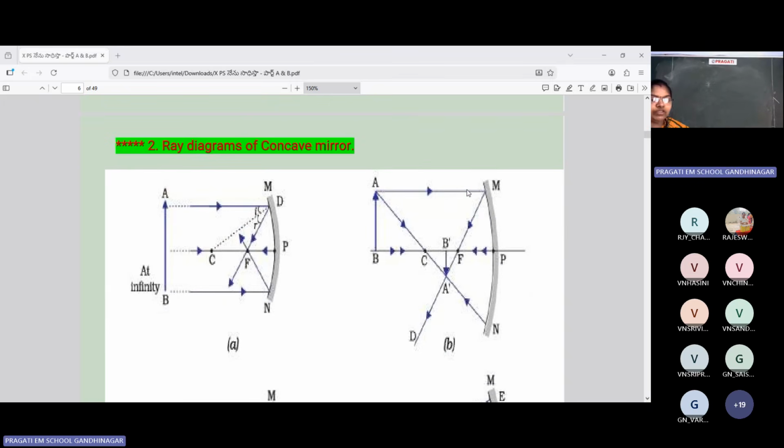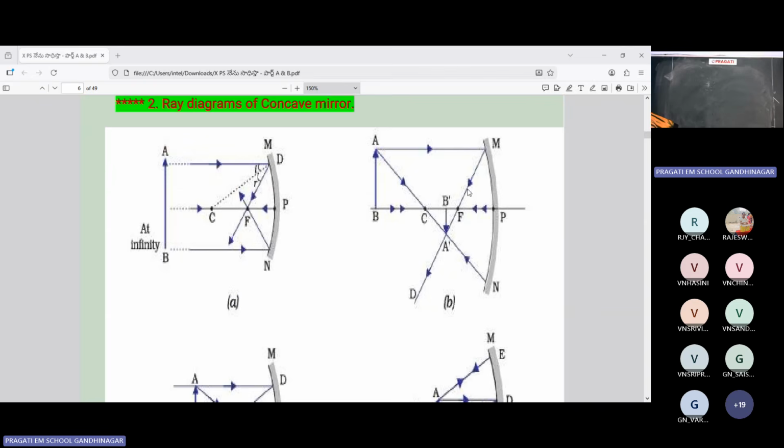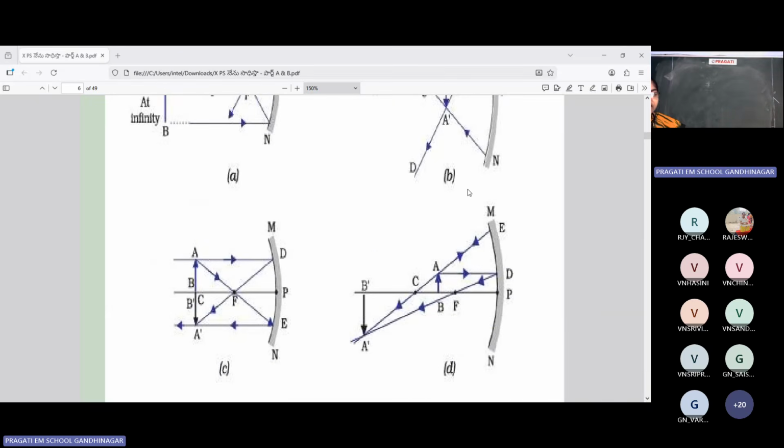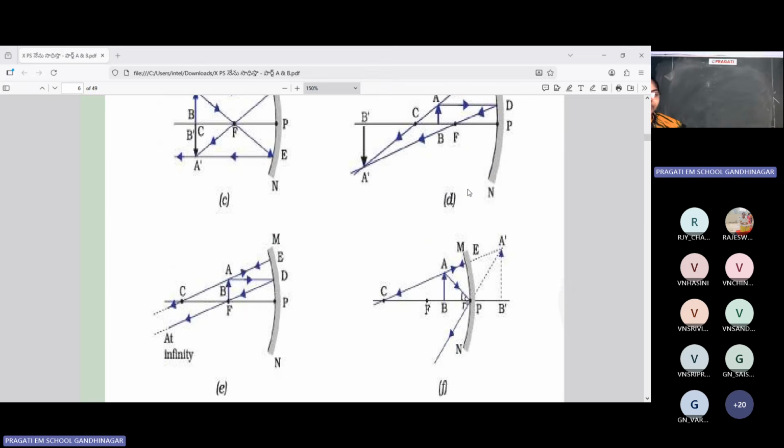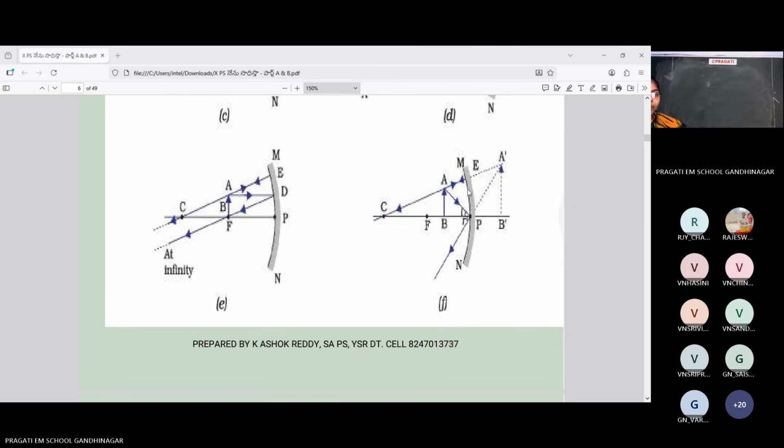And the ray diagrams of the concave mirror, these 6 cases: at infinity, beyond C, between F and C, at C, at F, and between F and C. In all the cases we'll get a real, inverted image, but in the last case, between F and C, we'll get a virtual image, which is erect.